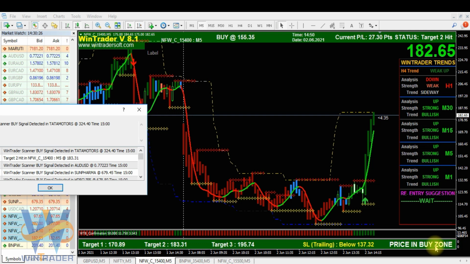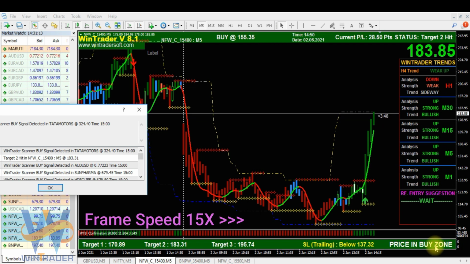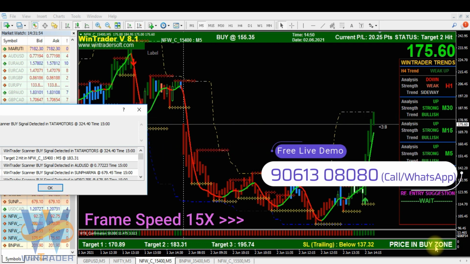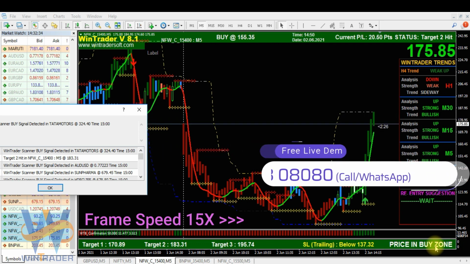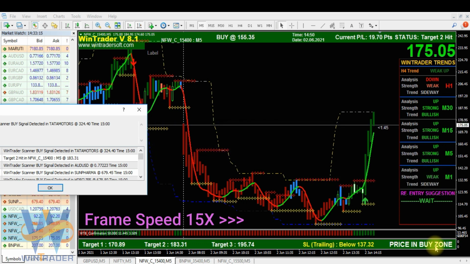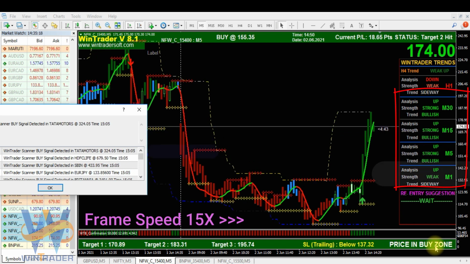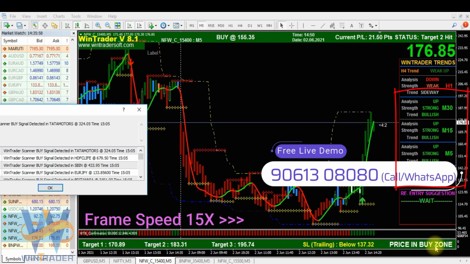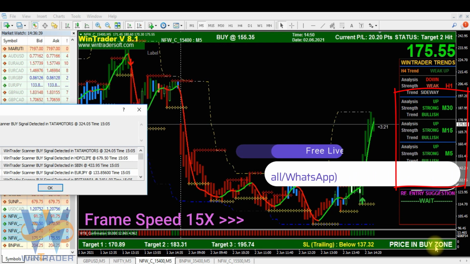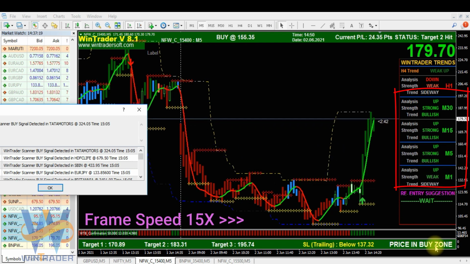In the live market, the movement is going up only, so we can wait for the third target. You can check now whether the third target is achieved, with this demonstration. Right now all the time frames are in uptrend: 5 minutes, 15 minutes, 30 minutes, and all the time frames, so you can wait for the third target even.